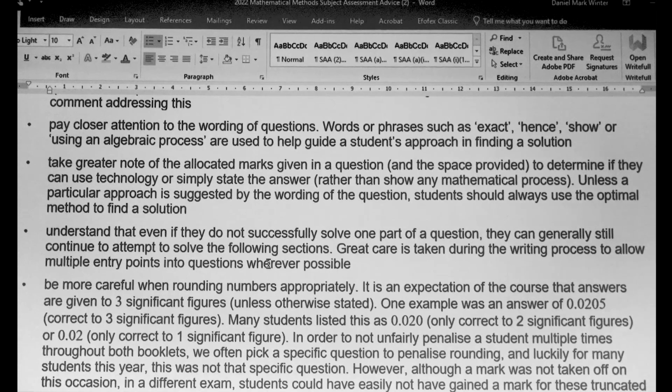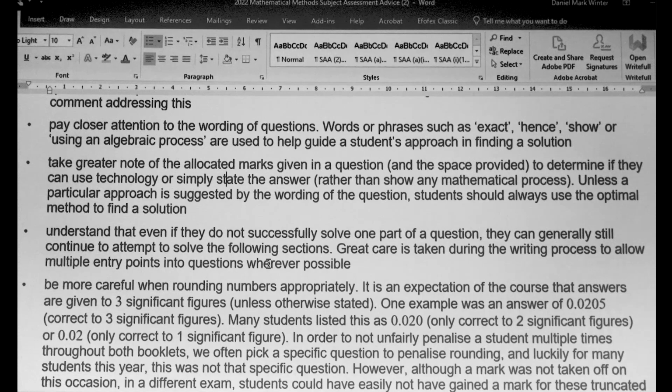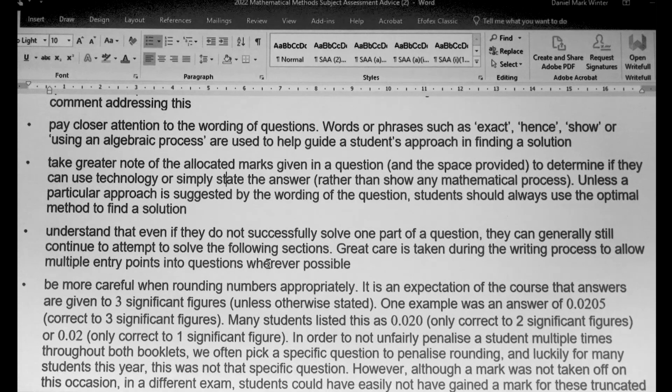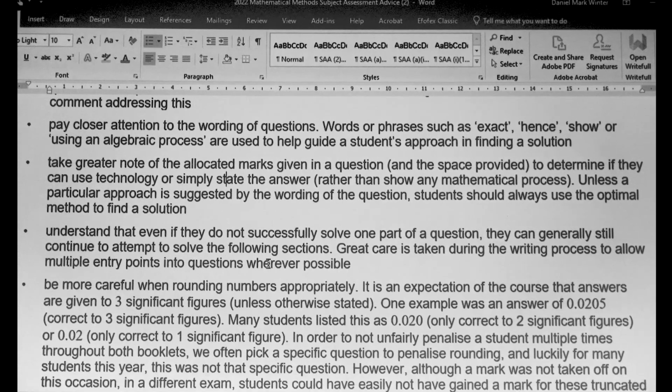Obviously, pay close attention to the wording of questions. We always want them to do that. We always want them to get used to reading a question and then going back and rereading it once you've answered it to see if you missed something. But words like exact, using an algebraic process, those sorts of things imply, and you'll tend to find there's a big gap for them to do it, and there's 3 or 4 marks on offer. That's telling them you've got to show us working steps, you've got to show us some algebraic ways of getting this. It's not just put it in your calculator.